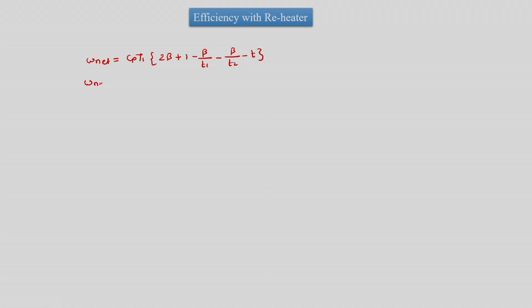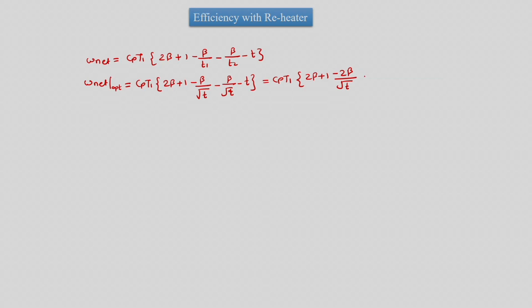So W net in optimum case is Cp T1 into twice beta plus 1 minus beta upon square root of T minus beta upon square root of T minus T. So we have Cp T1 into twice beta plus 1 minus twice beta upon root T minus T. So this is the efficiency network, and again which is maximum network.